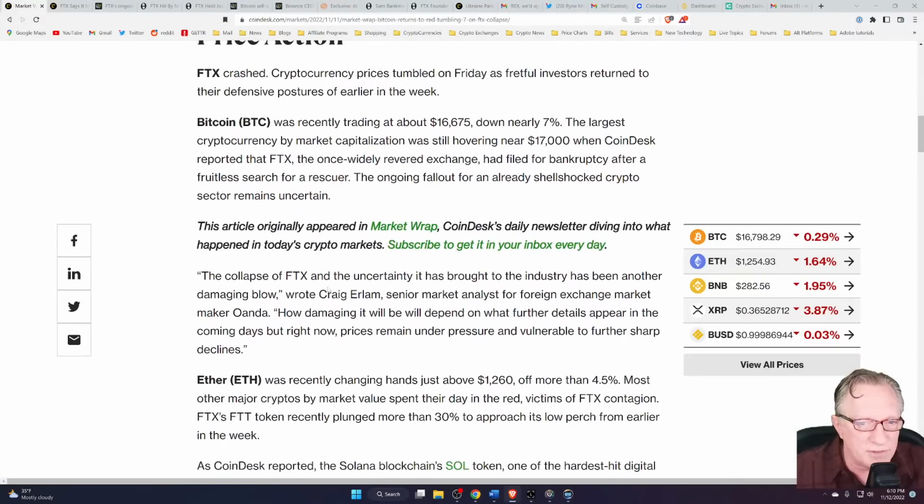So we've had quite a roller coaster ride for the markets. The collapse of FTX and the uncertainty that it has brought to the industry has been another damaging blow. Now, I follow the markets pretty closely. I follow crypto really closely. The collapse of FTX is confusing to a lot of people. This does not mean that Bitcoin collapsed in any way or form. This is one exchange out of many that collapsed due to fraud.